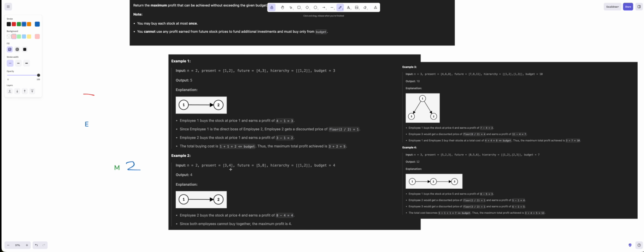discount. But one thing we need to keep in mind is that even though the employee wants to buy, 3 plus 2 is 5, which already exceeds the budget. So that is the reason why we're not going to buy.